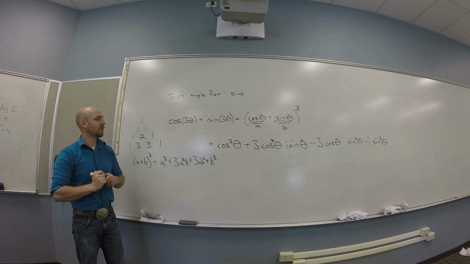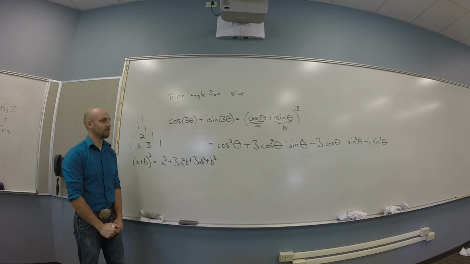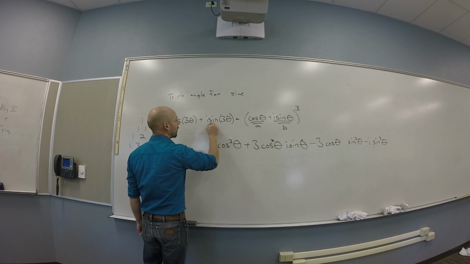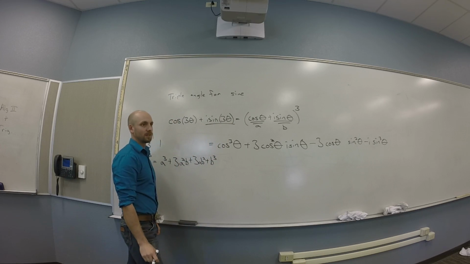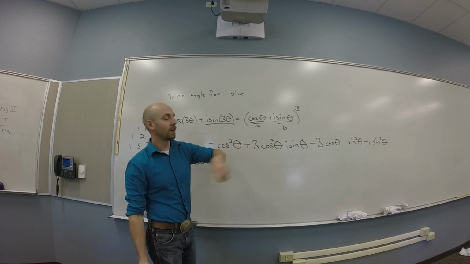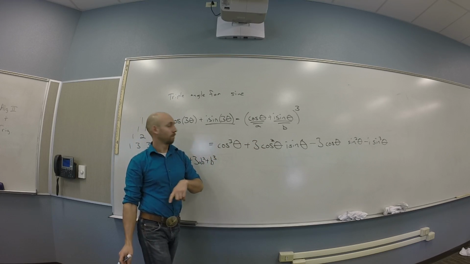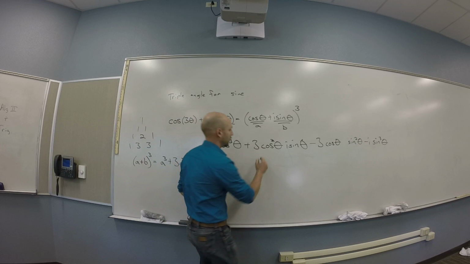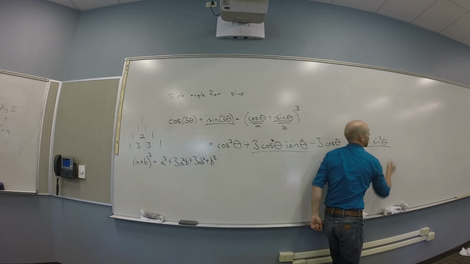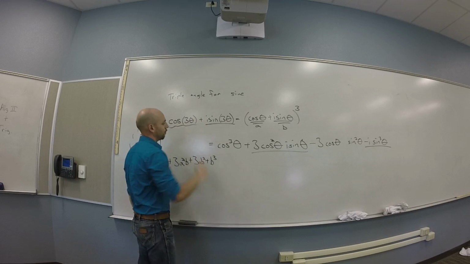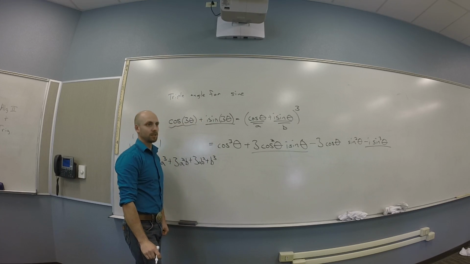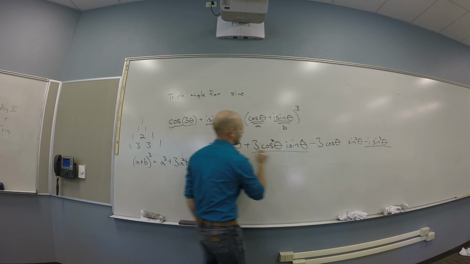And then you want to relate the pieces with i's and the pieces without i's. So I'm going to underline the pieces with i's. So which of these four things have i's? The second term and the last term. And then which pieces don't have i's? The other two.